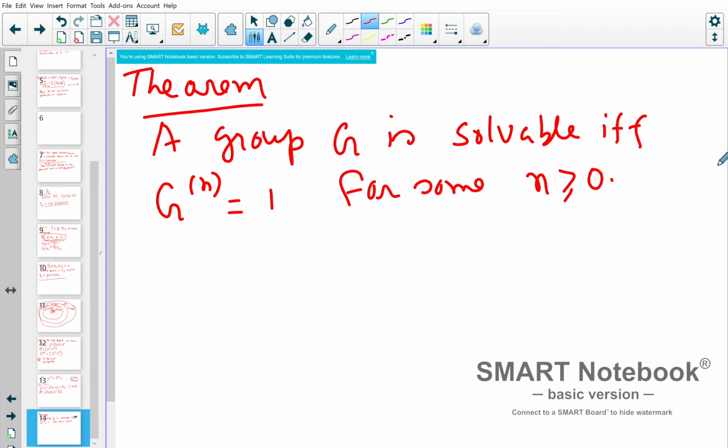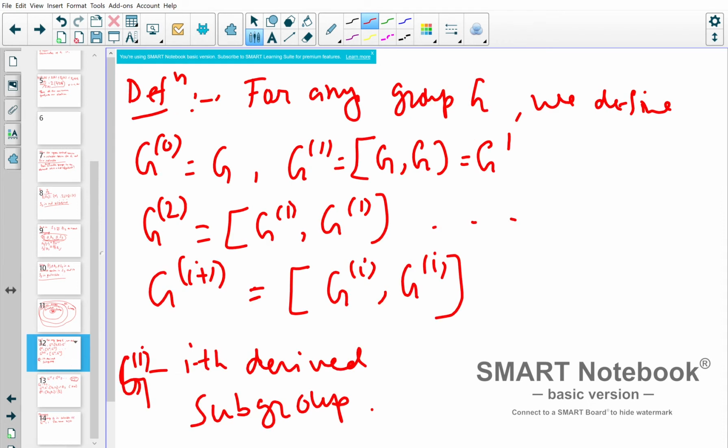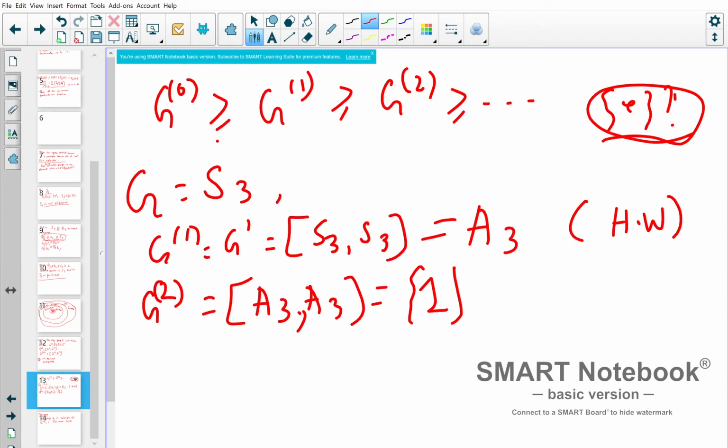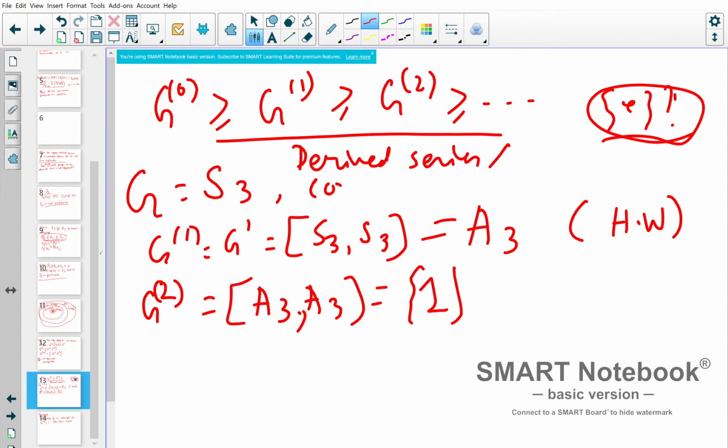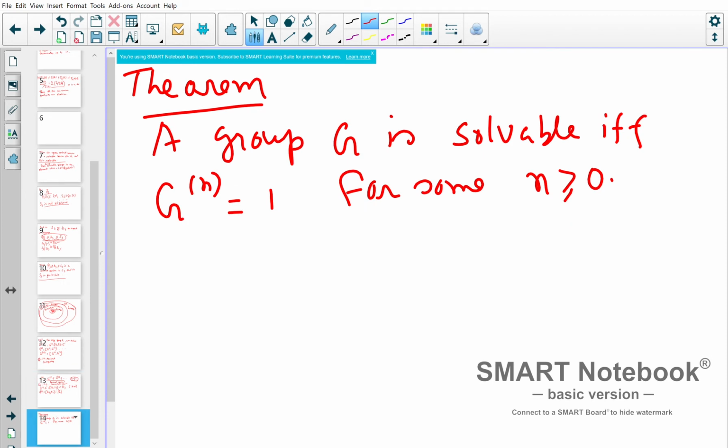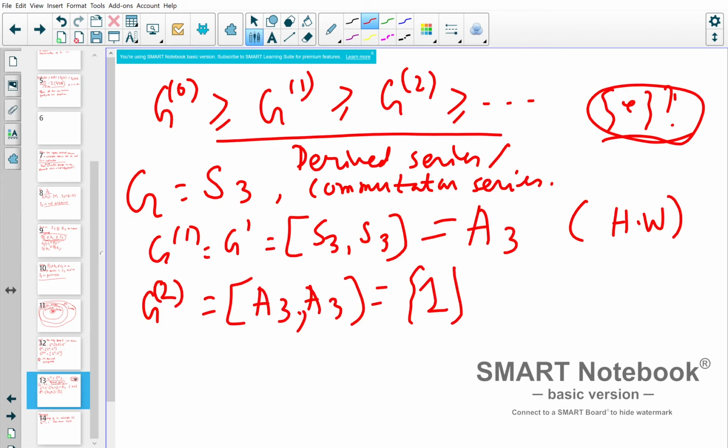We already know the definition using a solvable series, but now we are saying that we can use the derived series. This kind of series is called a derived series, or sometimes a commutator series. So G is solvable if and only if the derived series terminates at identity after some finite number of stages. Now, how do you prove this kind of theorem?